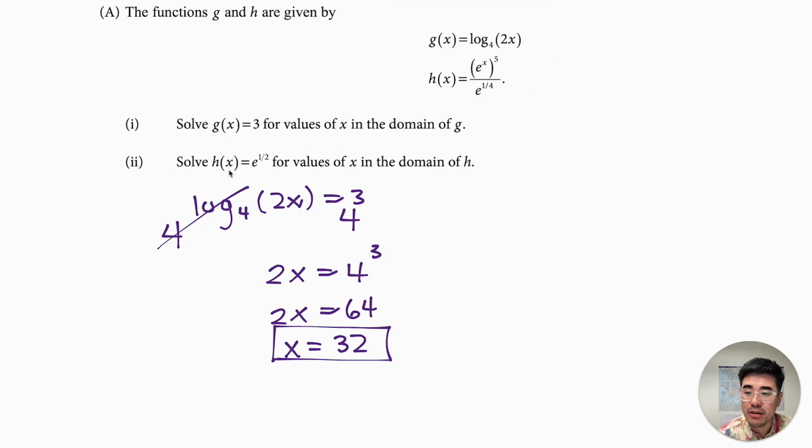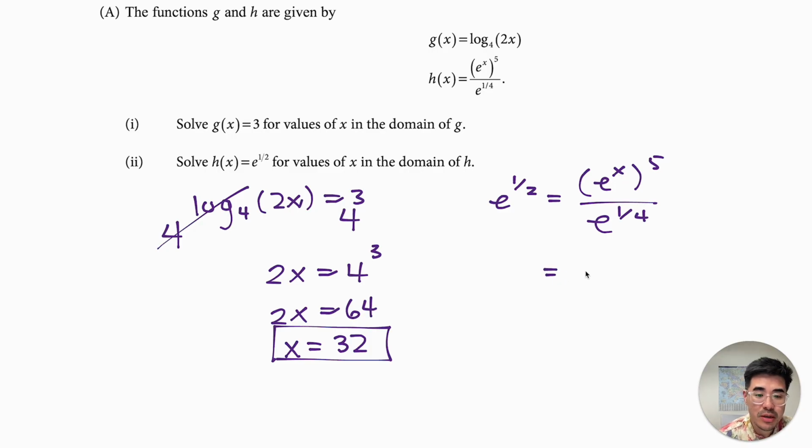And then if I want to solve h of x is equal to e to the 1/2, I'm going to plug in e to the 1/2 for the left side. And then this is going to equal e to the x to the 5th over e to the 1/4. Remembering that when you raise an exponent to another exponent, that would be the same as if you're just multiplying the exponents together. And then when we have two exponents being divided, that would be the same as if we are subtracting the exponents.